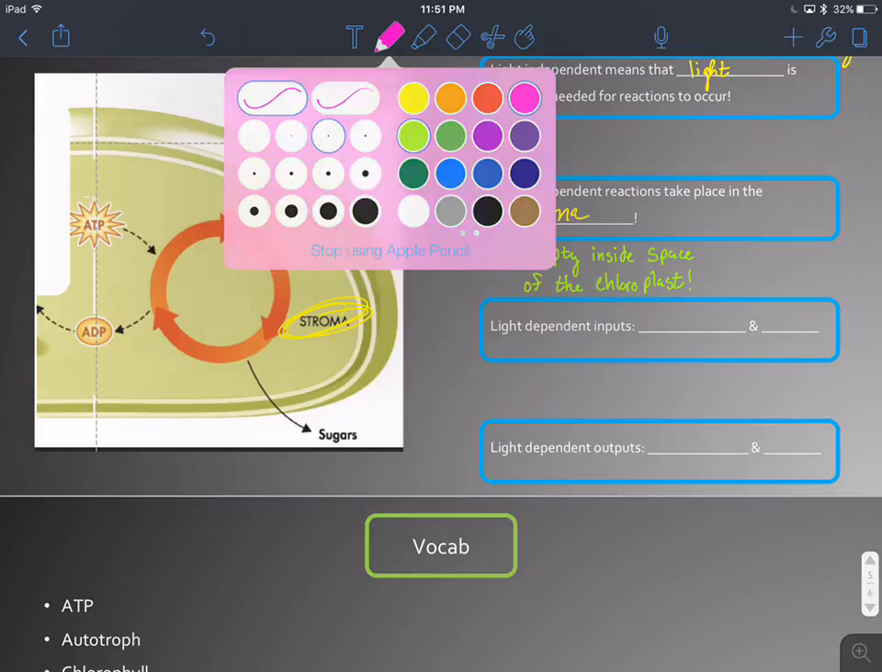So in the light independent reactions, we don't need light. They can occur during night. And they take the ATP from the dependent reaction. They take carbon dioxide from the outside environment. And together they make sugar and ADP. This ADP is actually going to be recycled. And it's going to go back into the thylakoid where it will become ATP again. It's always going to be recycled, okay?